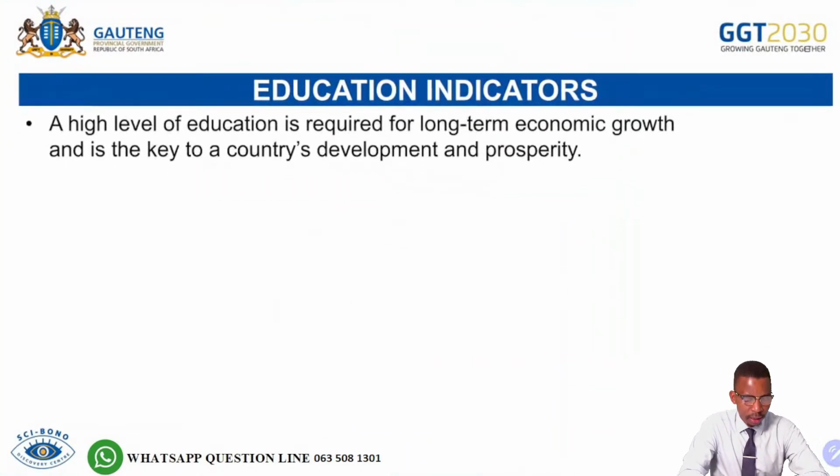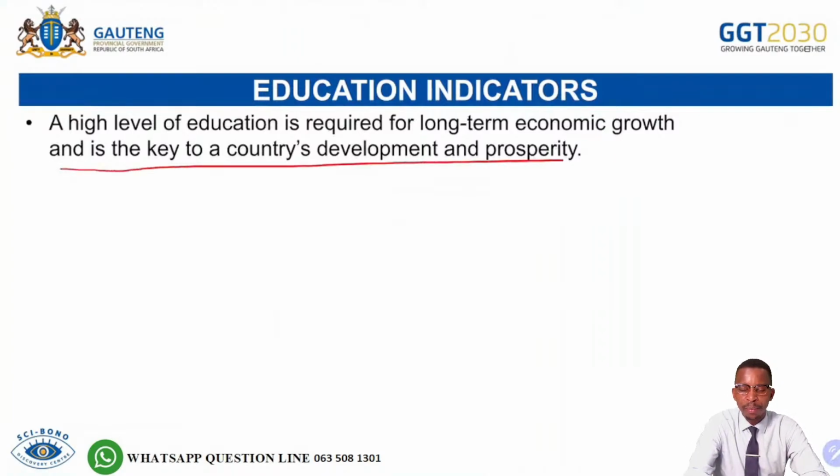Education indicators. In this situation, we talk about the percentage of pupils that have enrolled in primary education, secondary, or a high level of education. A high level of education is required for long-term economic growth and is key to a country's development and prosperity. So we know that education is very important to the population of the country, because it leads people to obtain skills and become more marketable, so that they become productive citizens.